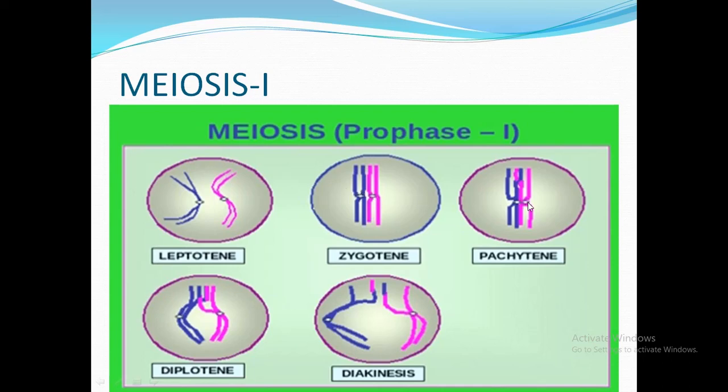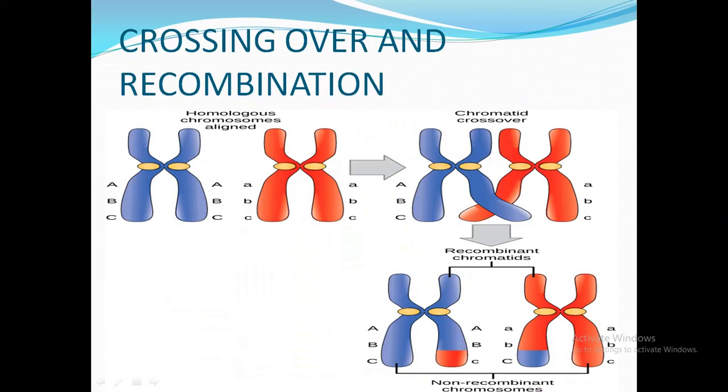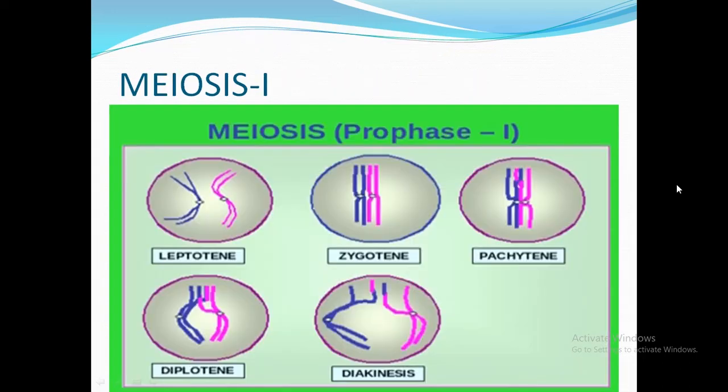The next phase is pachytene. Now in pachytene, the non-sister chromatids undergo crossing over, they cross over each other. Now let's see this process in detail here. Now let us see the same pair of homologous chromosomes here. Here you can see there is overlapping.